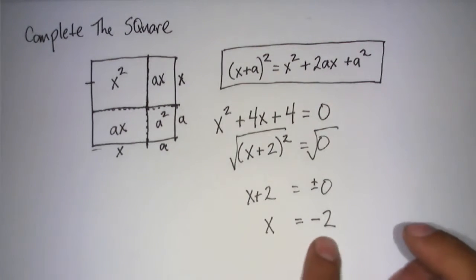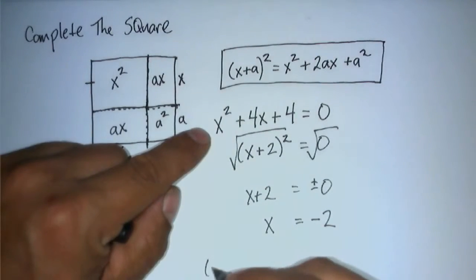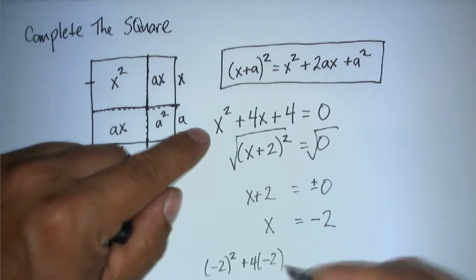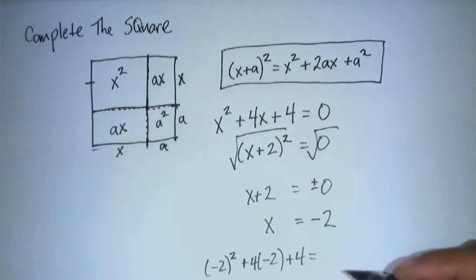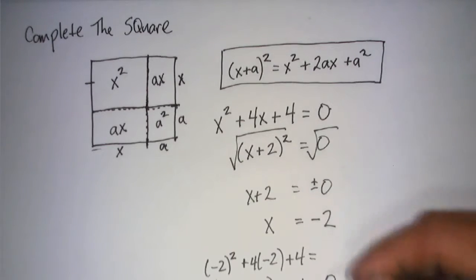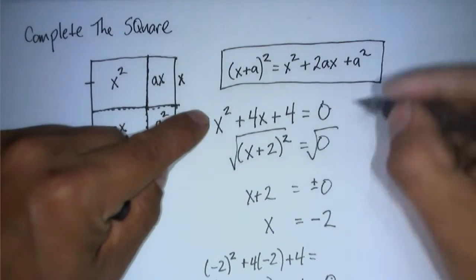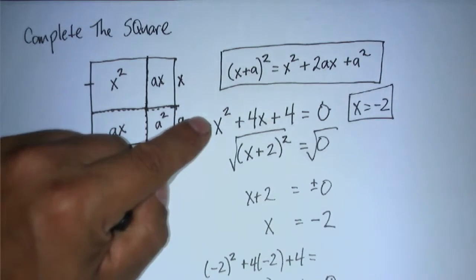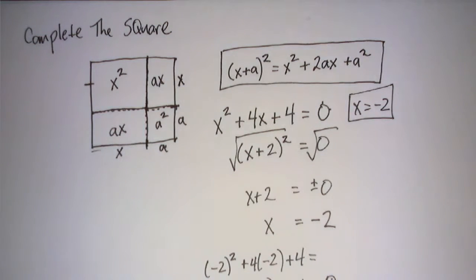So let's plug in negative 2 into this equation. We'll have negative 2 squared plus 4 times negative 2 plus 4. What do we get? Well, negative 2 squared is 4, plus 4 times negative 2 is negative 8, plus 4. And 4 plus 4 is 8, and 8 minus 8 is 0, which is what we wanted. We wanted the x that made this 0, and that is x equals negative 2. Now, this case is a rather easy case. Let's try one that's a little harder, that makes a little more sense.